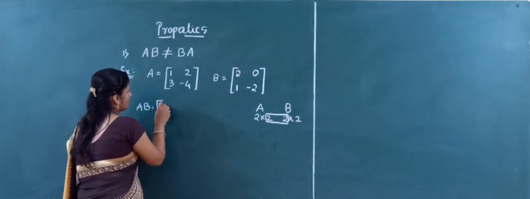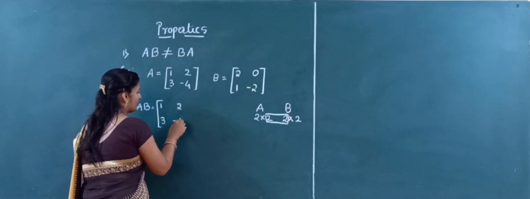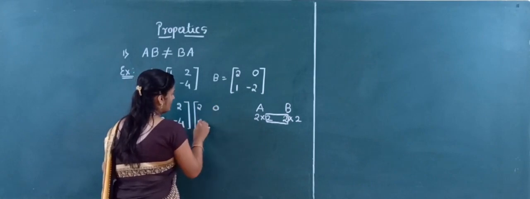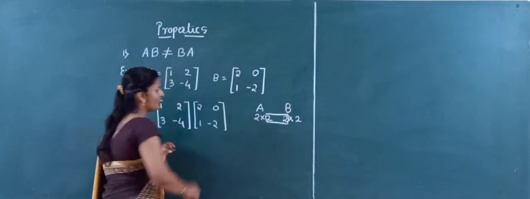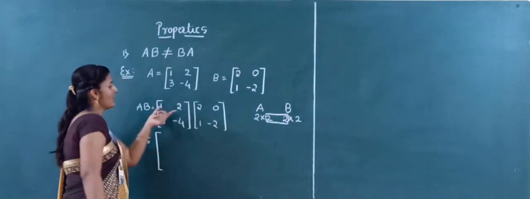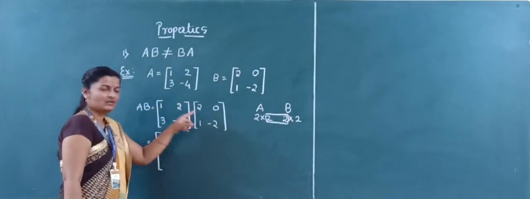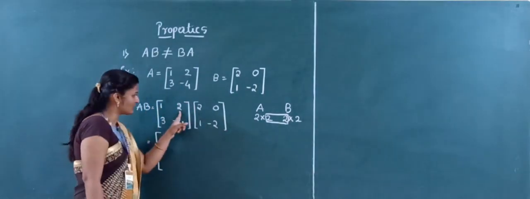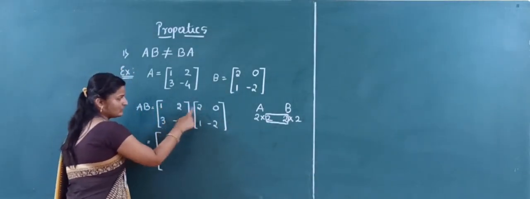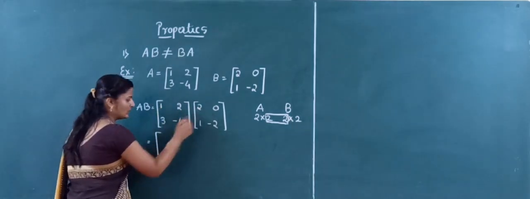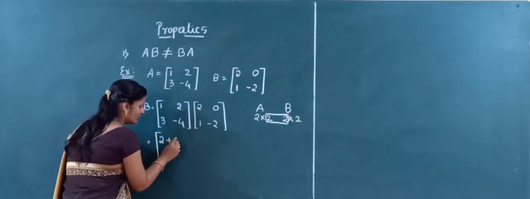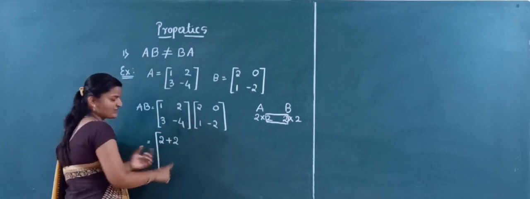So I will write AB, that is [1, 2; 3, -4], next B is [2, 0; 1, -2]. So how can we multiply AB? The rule is first row to the first column. From the first matrix we multiply the first row to the first column of the second matrix. You have to multiply corresponding elements: 1, 2 and 2, 1. So corresponding elements are 1 into 2, that is 2, plus, always plus sign, 2 into 1, 2. The first element is over.